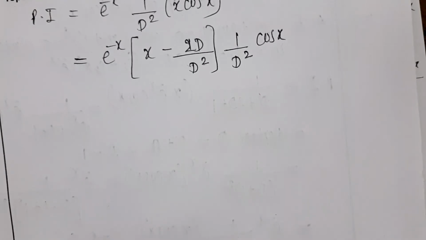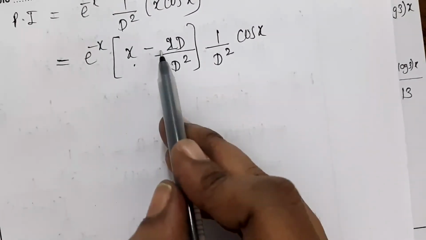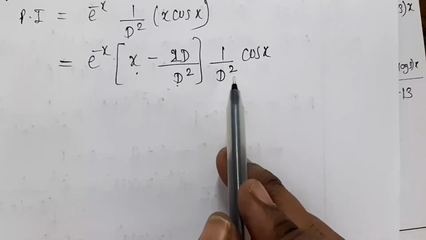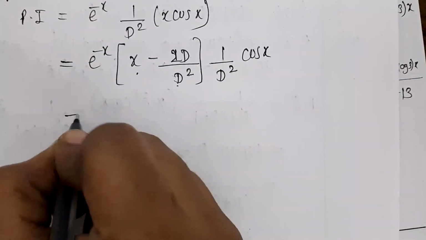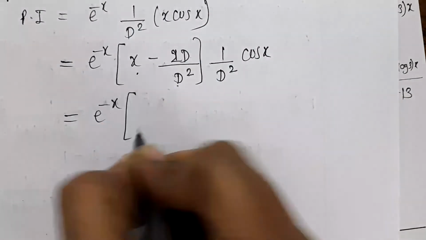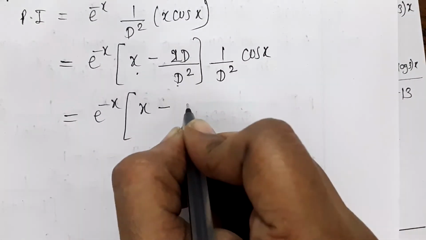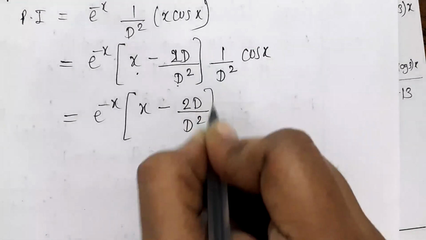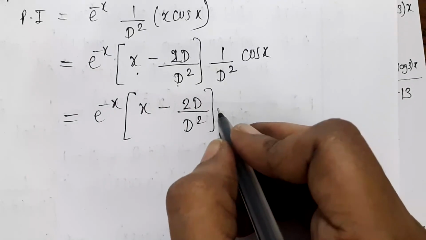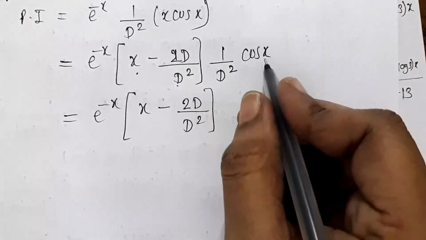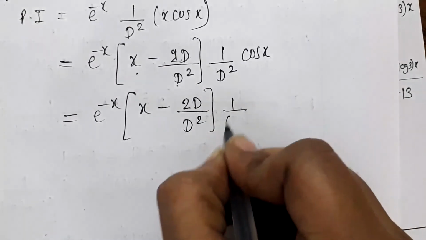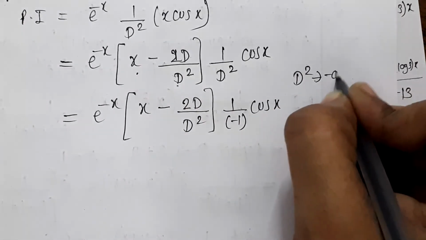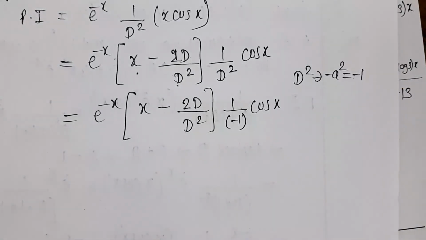1 by d square of cos x. Yes, this is x minus phi dash of d divided by phi of d, into 1 upon phi of d multiplied by the given function cos x. So it is equal to e to the power minus x, minus, this is 2d divided by d square. I am writing it as it is. You can cancel out one d also. Now replace d square by minus 1. So it becomes 1 upon minus 1 into cos of x. Here we replace d square by minus a square, which is equal to minus 1.